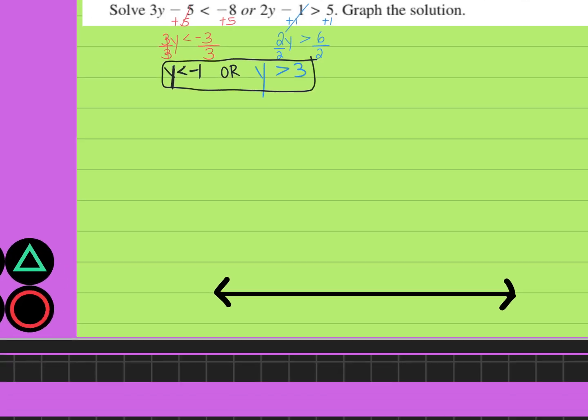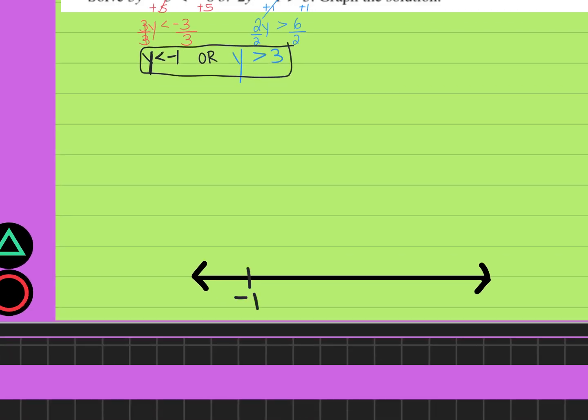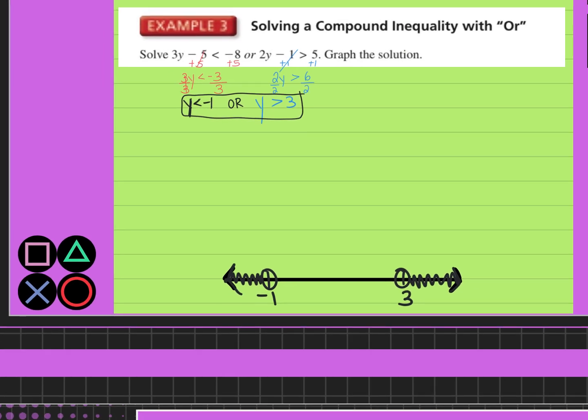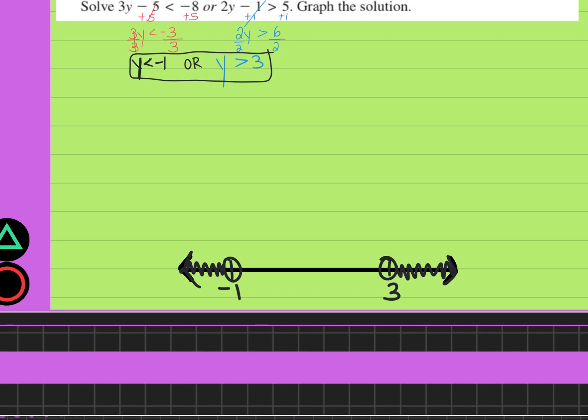And of course, we have to graph that. So I'll put the negative 1 and the positive 3, open circles for both. This time it's not the middle. It's y is less than negative 1, or y is greater than 3. So you could see it's shaded in on the outsides.